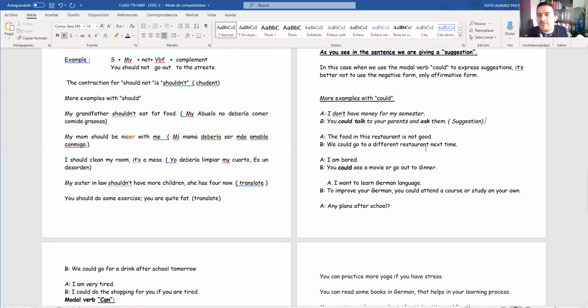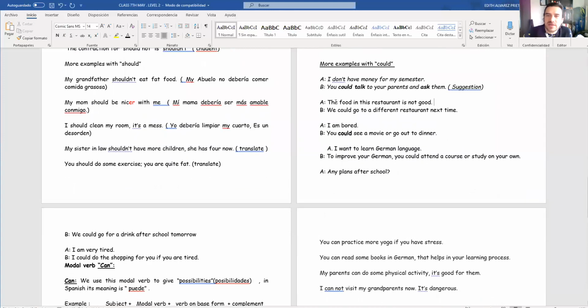The food in this restaurant is not good. Entonces, la comida en ese restaurante no es buena. Entonces, B le sugiere, we could go to a different restaurant next time. Podríamos ir a un restaurante diferente la próxima vez. ¿Ok? Alternative and suggestion, ¿no? Alternative, suggestion.